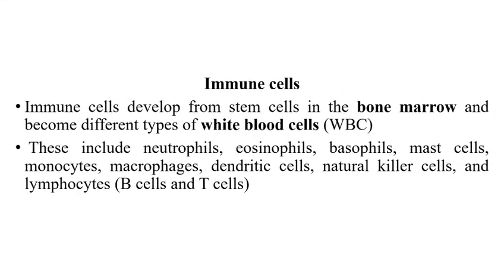For providing this immunity, the immune cells are important. Who provides immunity? The answer is the immune cells. The immune cells develop from the stem cells in the bone marrow and become different types of white blood cells. We call them WBCs. These immune cells include the neutrophils, eosinophils, basophils, mast cells, monocytes, macrophages, dendritic cells, natural killer cells, and the lymphocytes. The lymphocytes are the B cells and the T cells.